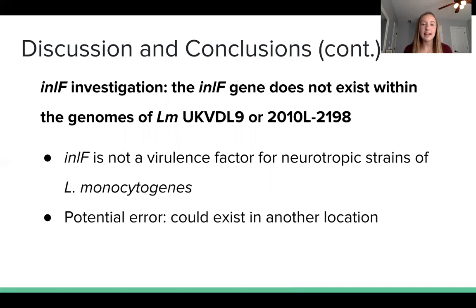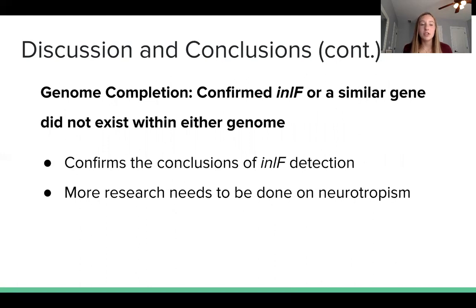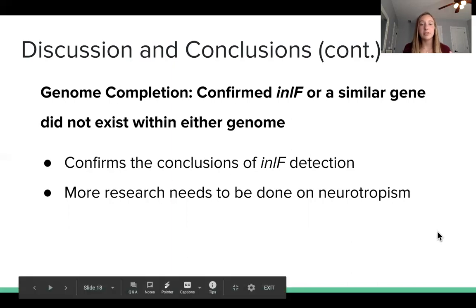So that again led me to my third and final project, genome completion, where I was able to confirm that INLF or a similar gene did not exist within either genome. So that essentially confirms the conclusions of my INLF detection project, meaning that INLF is not a virulence gene for lineage 3 strains of neurotropic Listeria. However, just because the neurotropism is fairly unknown, I think that a lot more research needs to be done on neurotropism as a whole just to explore it and learn a lot more about it.